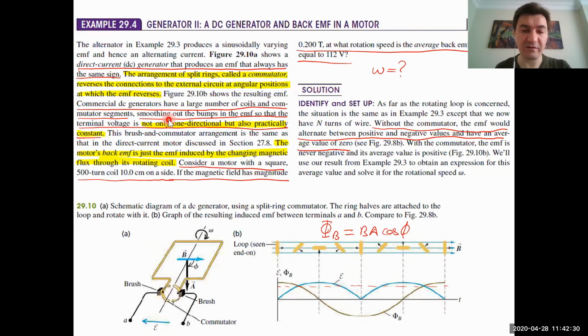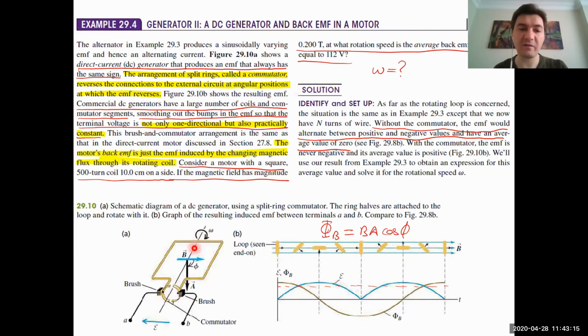So commercial ones do this. So now, what is the question? Let's come to the question, to produce the EMF. Consider a motor with a square, 500 turn coil, 10 centimeters on a side. If the magnetic field has magnitude 0.2 Tesla, at what rotation speed is the average back EMF of the motor equal to 112 volts? So we would like to produce 112 volt EMF.